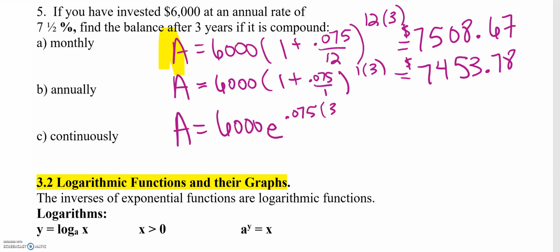Now, compounding continuously is like every second of every minute of every hour of every day. So that's always going to be the highest if you have the same P and the same rate and the same number of years. So that one comes out $7,513.94. So even though it's not a lot more, it's always going to be at least a little bit more than compounding monthly.